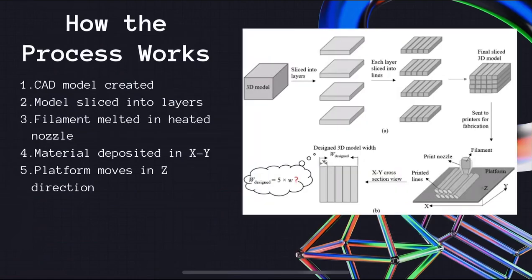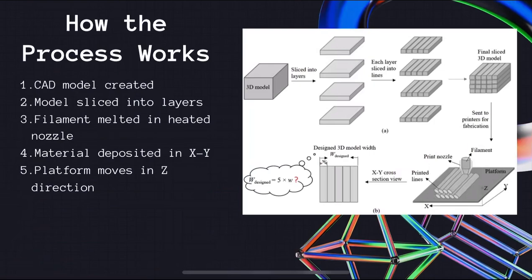How the process works. The process begins with designing a 3D model using CAD, computer-aided design software such as SolidWorks or AutoCAD or Fusion 360. Once the model is ready, it is imported into slicing software. The slicing software converts the model into hundreds or thousands of thin horizontal layers and generates machine instructions called G-code. The filament is then fed from the spool into the extruder.